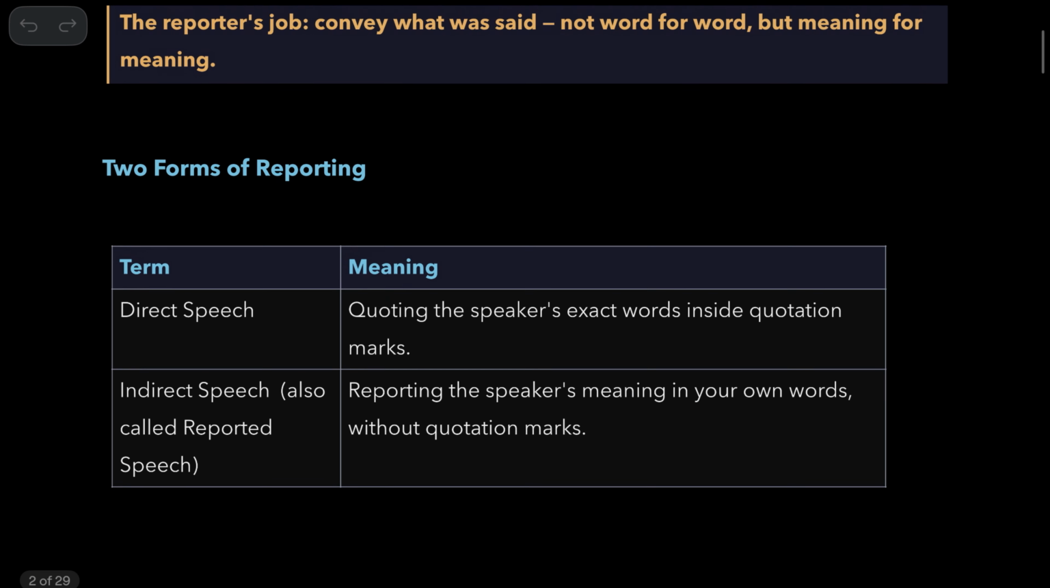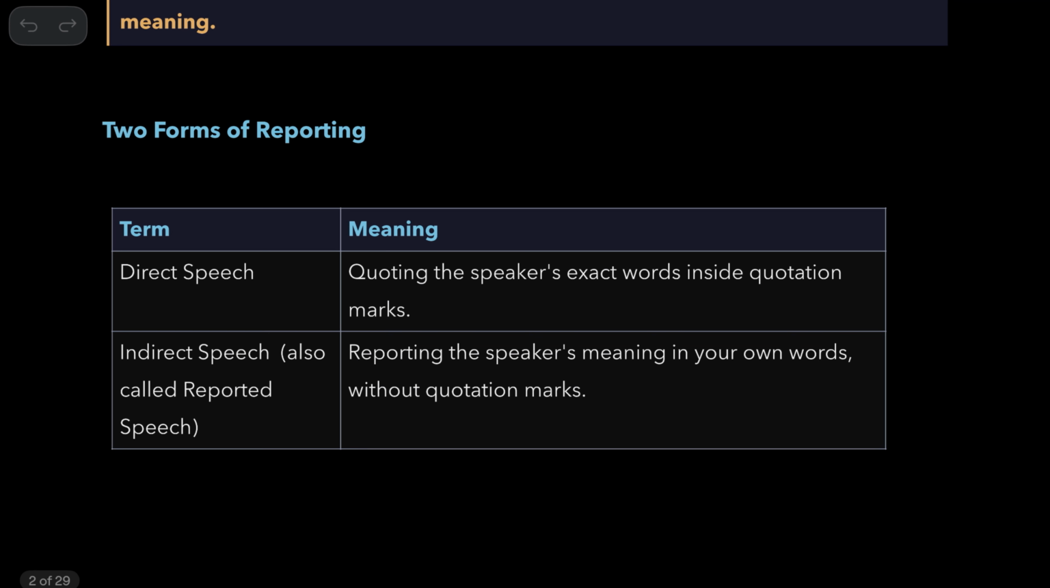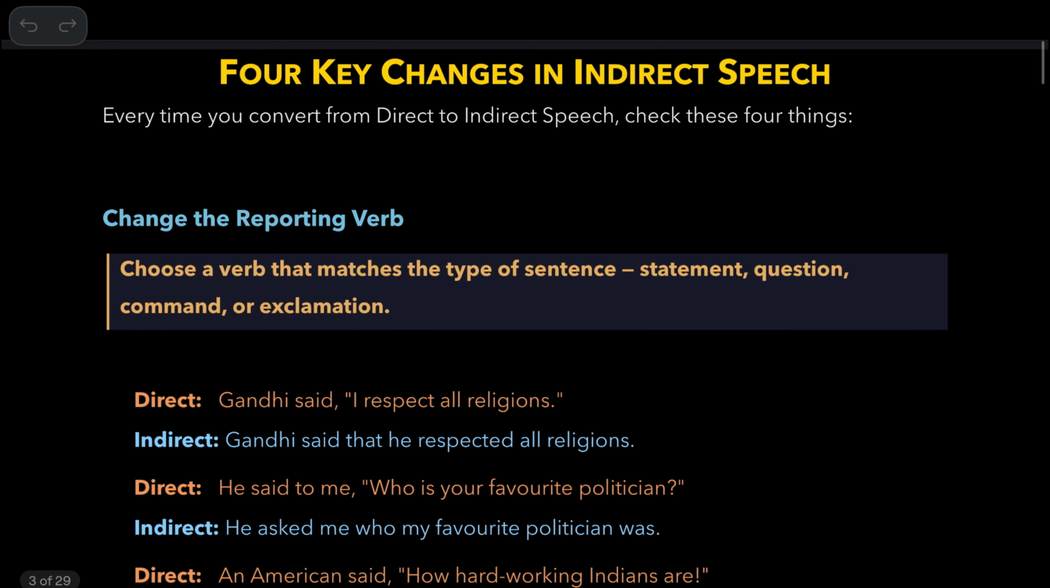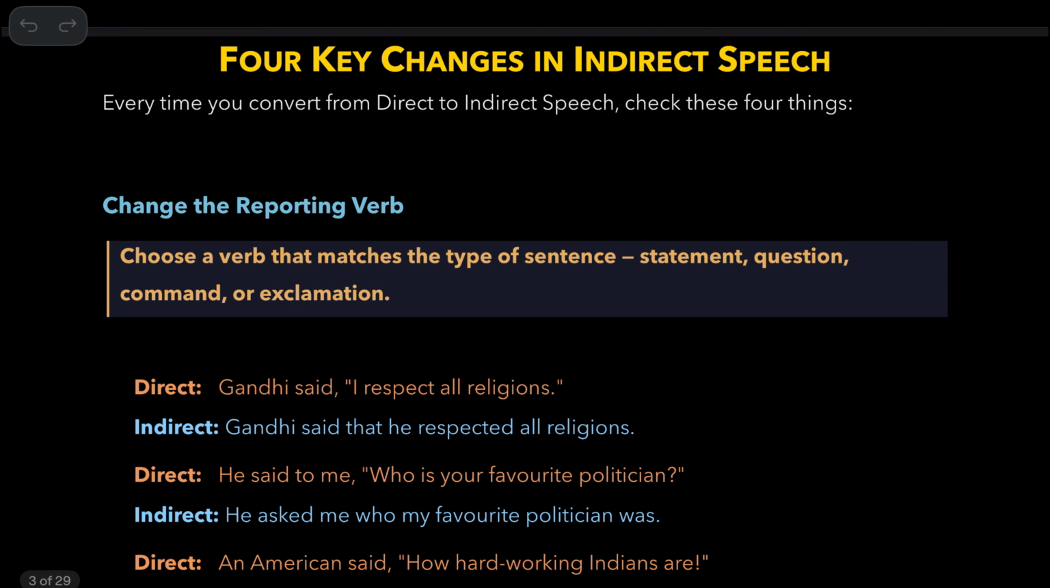Now, if you see, there are two ways of reporting. One is direct speech. You use the exact words of the speaker using quotation marks. In indirect speech, you use your own words to convey what was said, and you don't use any quotation marks. So you need to make some four changes when you convert a direct speech into indirect speech, and also you need to make other changes. Let us take a look at all these four key changes now.